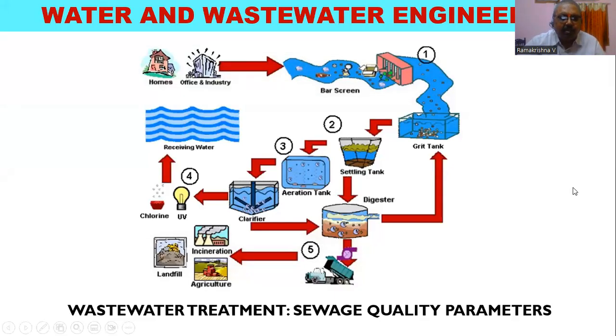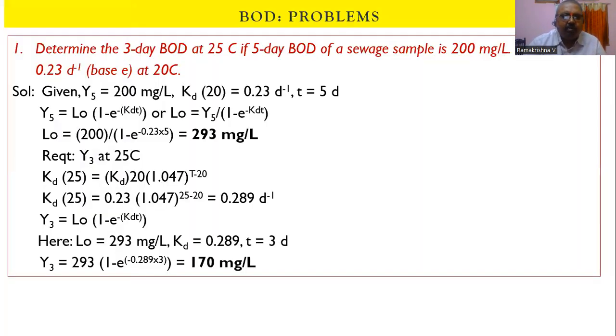We are discussing wastewater treatment. In this video, we'll be talking about some problems based on BOD calculations. BOD, as we calculated earlier, is biochemical oxygen demand, and this is the most important parameter. If a higher amount of organic content is there in the wastewater, it requires a high amount of BOD. How the BOD varies with respect to time and temperature, we'll see in these problems.